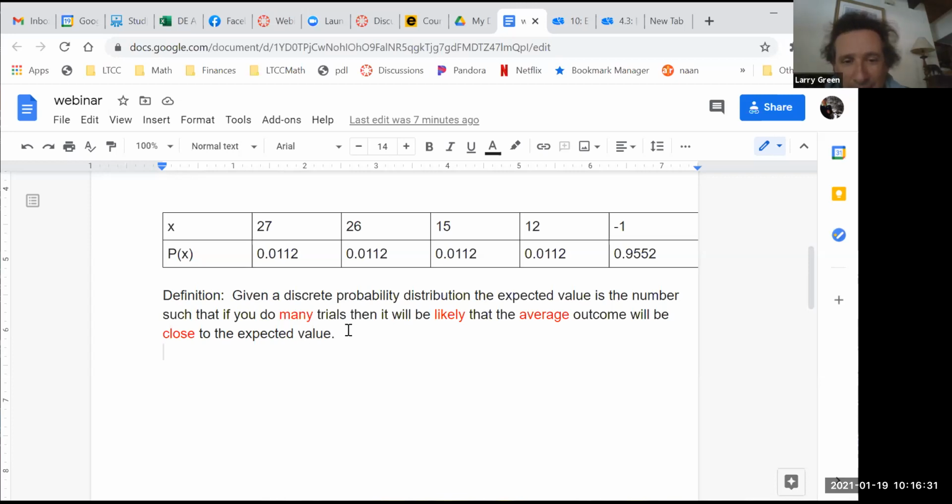And notice that many, likely, average, close to, those never go away. Those words have to be there. And on the exam, by the way, if you do not put all those words in, then I will take off points because those are necessary. Okay, so the negative 0.05 is not a probability. It's the amount that you're likely to lose close to if you play many games on average. Notice I threw all the words in. The order in which you put the words isn't so important, but you've got to put all those words in. Any questions at all on this?